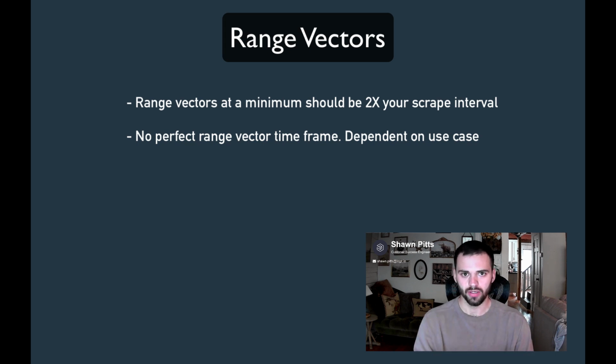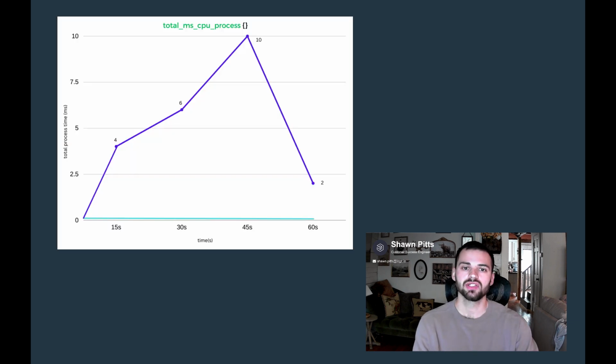What you don't want is to use a range vector too small. So 2 times the scrape interval is the absolute minimum I would use. There is no silver bullet when it comes to range vectors, but it's important to note that 2 times should be the minimum.